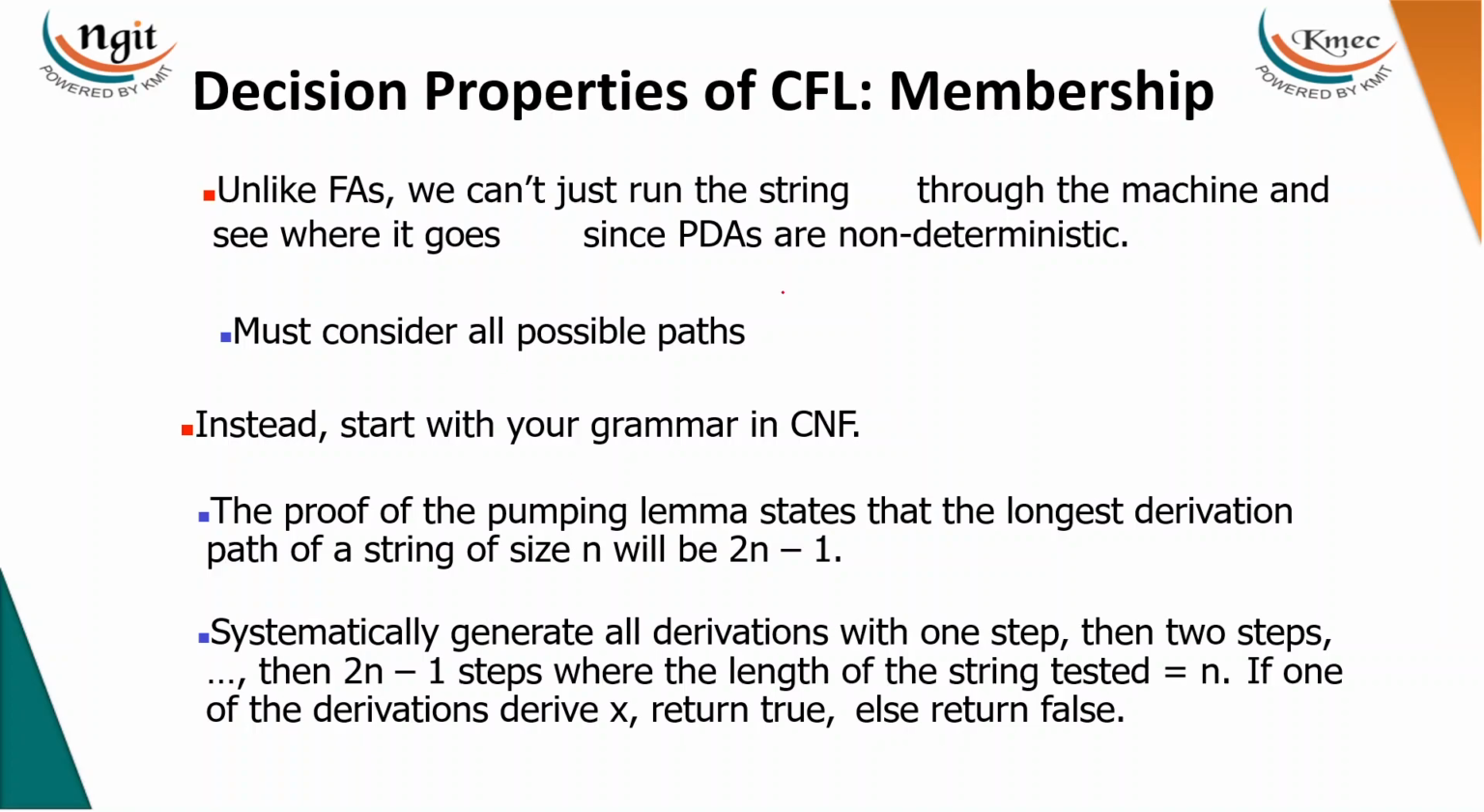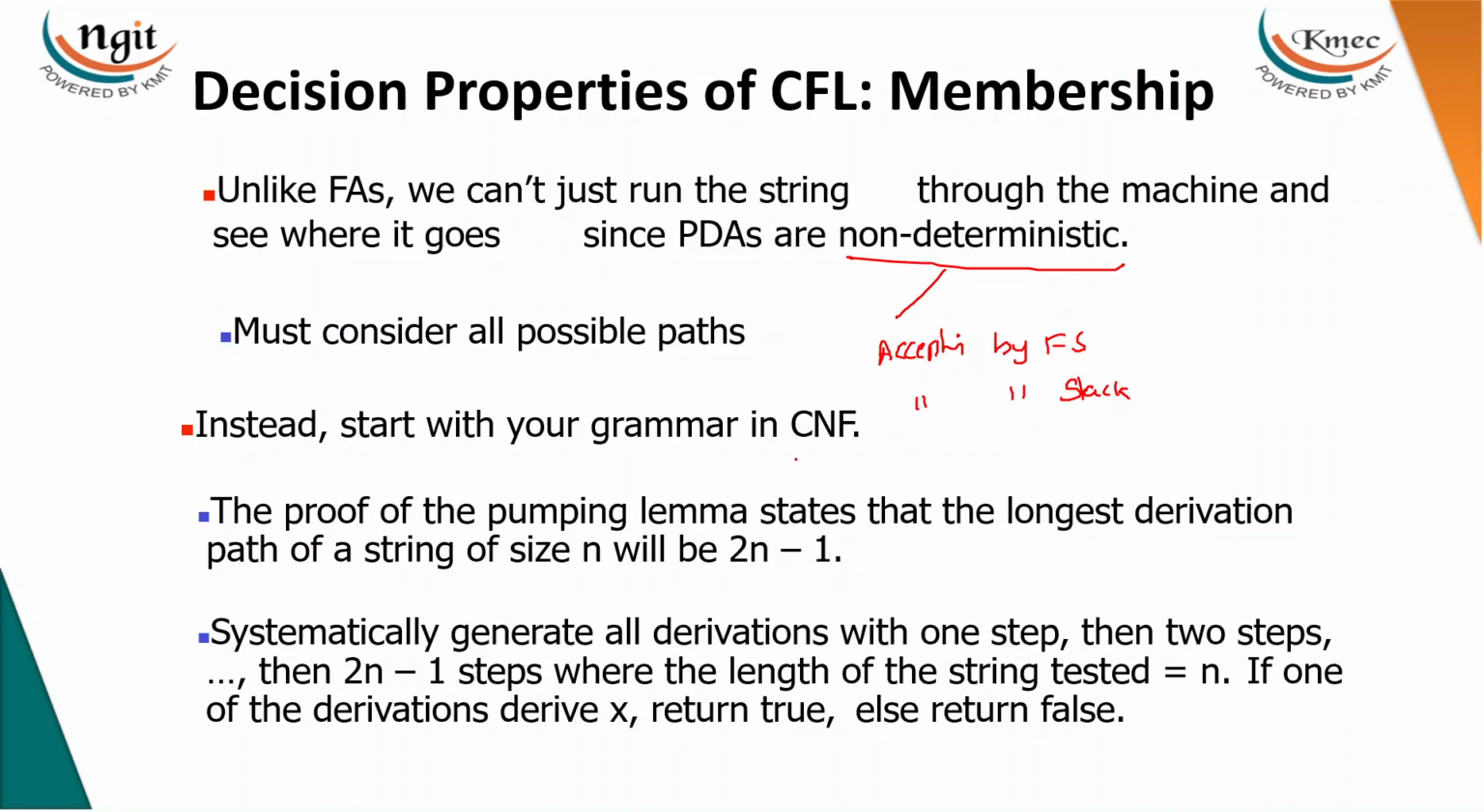Let me go with the membership problem first. Unlike an FA, we can't just run the string through the machine and see where it goes, since PDAs are non-deterministic. In a finite automaton, if it reaches the final state, we can say that it is accepted, but not in a PDA, because a PDA can accept in two ways: by going to the final state, and by making the stack empty. In both cases we can check it. Of course, the problem is decidable anyway. Either it reaches the final state or the stack is empty, and we can say it.